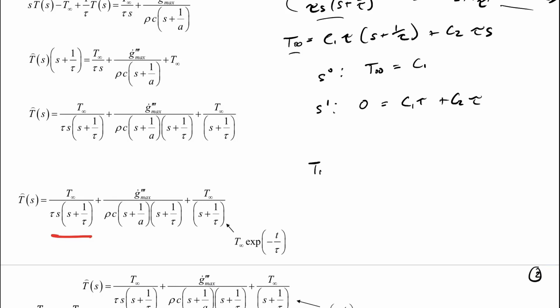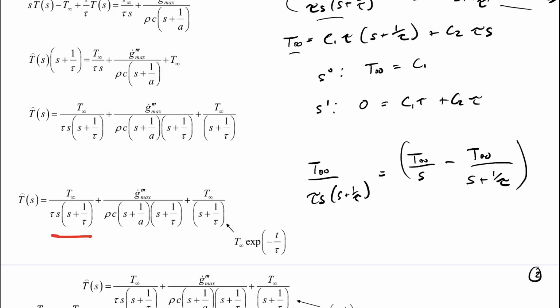So our first term was T infinity over tau s times s plus 1 over tau. The equivalent statement there is T infinity over s minus T infinity over s plus 1 over tau. Okay, so that's our equivalent solution there, hopefully we're right. That becomes the thing that we substitute in for that first term. We're now breaking this up into these two pieces.